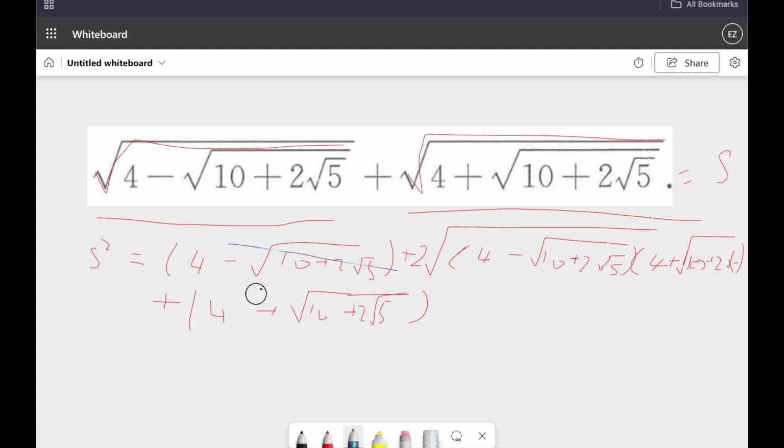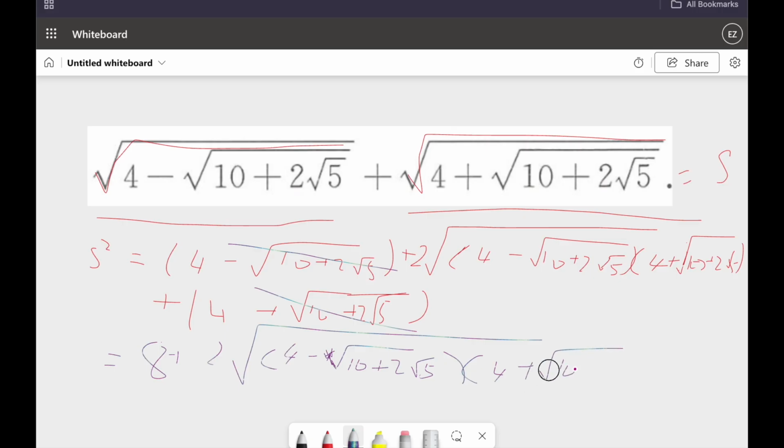These two cancel out and we are left with 8 plus 2 times the square root of (4 minus the square root of 10 plus 2 times square root 5), bracket, times (4 plus the square root of 10 plus 2 square root 5). Okay.